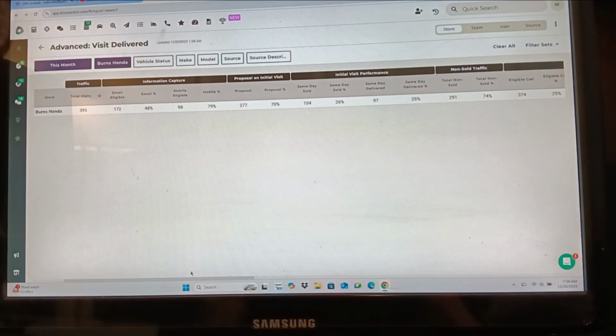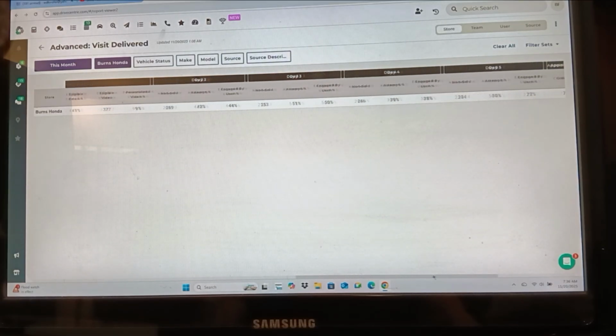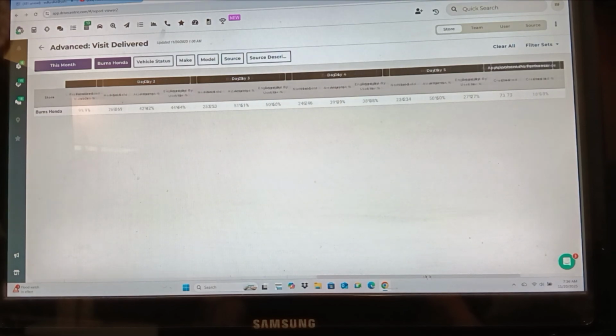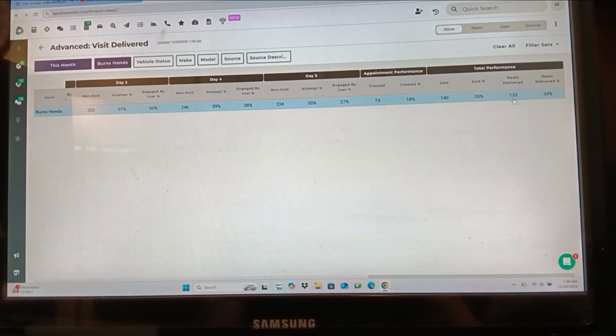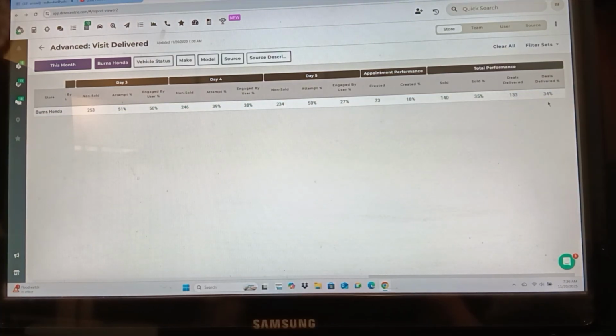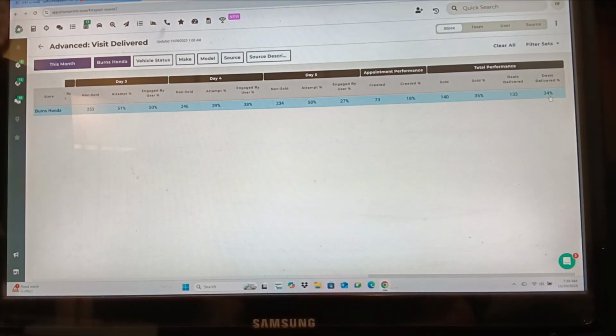And then you can scroll over here to the right all the way. And then you can see the total number of deals delivered and the percentage of total deals delivered. That's relative to visits. So 34% of the total visits resulted in a sale.